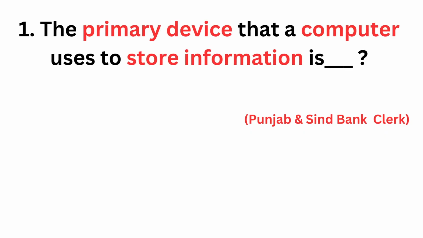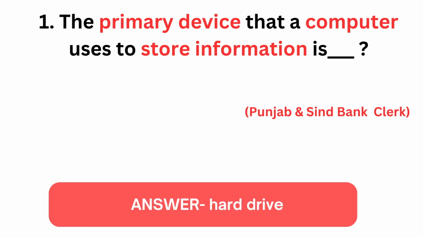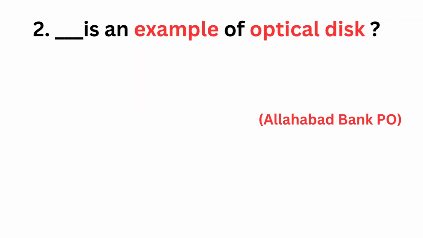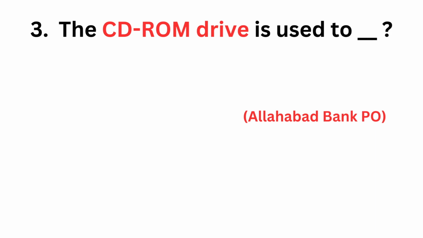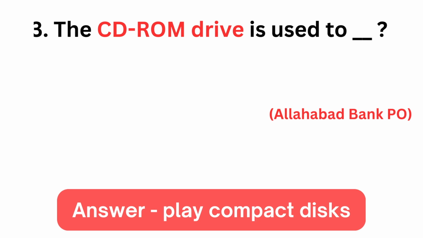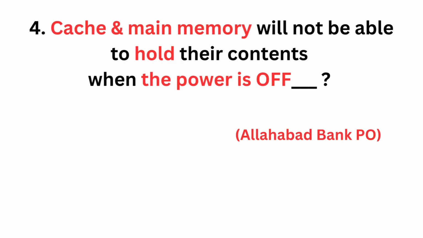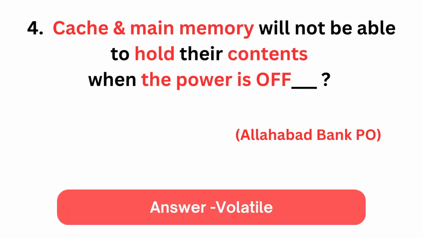The primary device that a computer uses to store information is the hard drive. What is an example of optical disk? Digital versatile disk. The CD-ROM drive is used to what? Play compact disk. Cache and main memory will not be able to hold their contents when the power is off. Volatile.